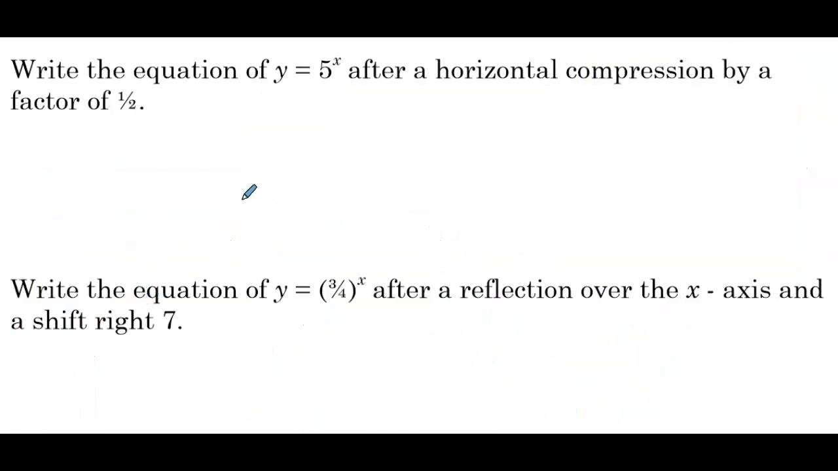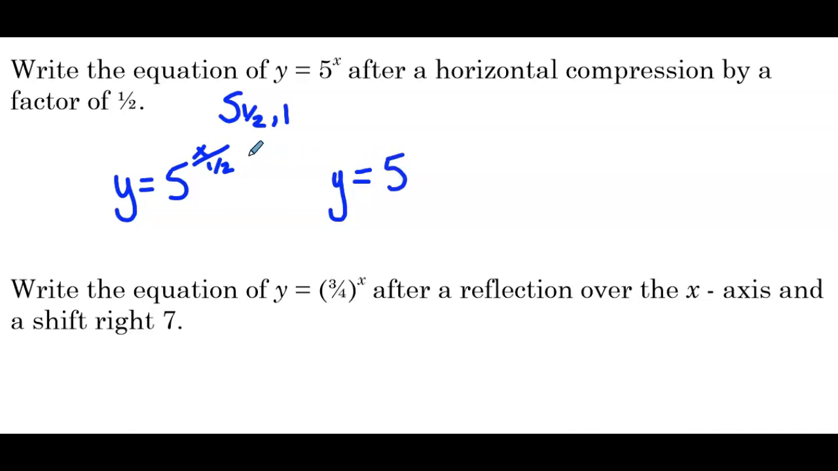Write the equation of y equals 5 to the x after a horizontal compression by a factor of 1/2. Okay, so that means our scaling would be 1/2, 1. So then in our equation, if we're multiplying x by 1/2, we're going to divide x by 1/2 up in the exponent, right? Because that's the new inside of the parent function. So if we clean that up, x divided by 1/2 is the same as 2x. So y equals 5 to the 2x is our equation.